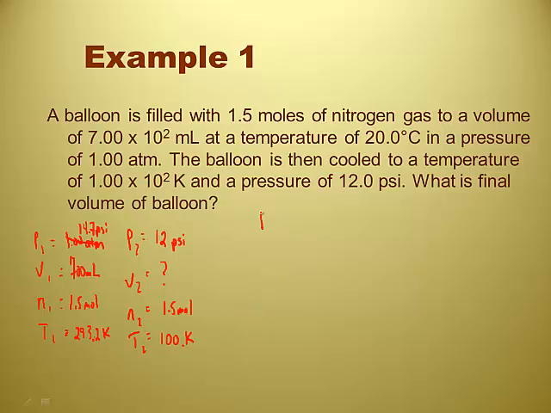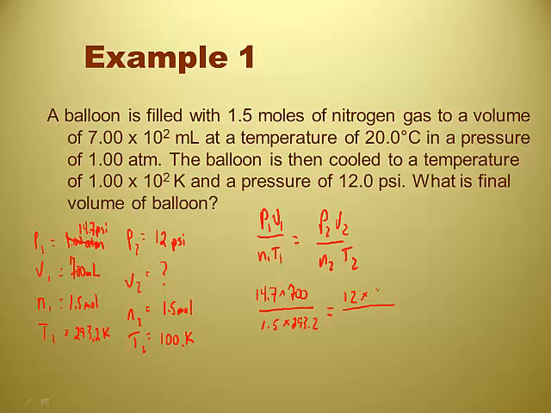So here we go. P1V1 over N1T1 equals P2V2 over N2T2. We'll put everything in the right spot and we're good. Pressure 1 is 14.7. Volume 1 is 700. N1 is 1.5, and T1 is 293.2. Now, pressure 2 is 12. Volume 2 is unknown, so I'm going to put a big fat V there. N2 is 1.5, and T2 is 100 Kelvin.